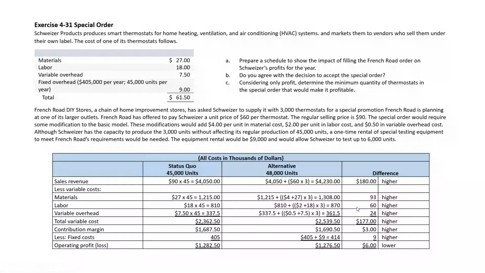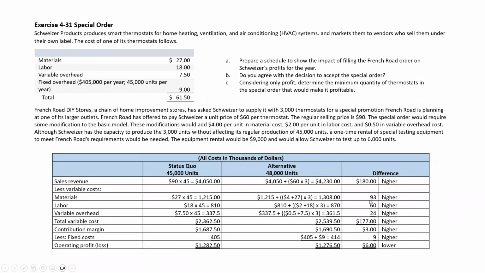meaning our labor cost is $60 higher. Variable overhead is normally $7.50 per unit times 45, $337.50. Plus, again, we are making a modification, so not only the 7.5 for those 3, or 3,000, additional units, but a modification of 50 cents, bringing our total variable cost up to $8 per unit times 3. Added to the 337.5 is a total variable cost of 361.5. Minus the original variable cost of 337.5 is $24 higher.